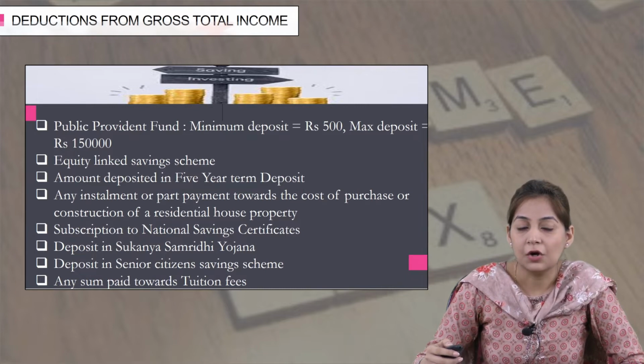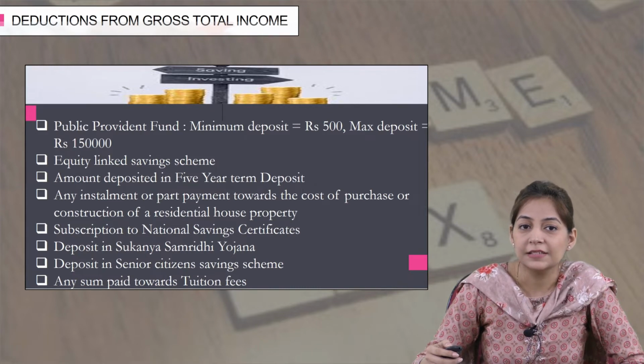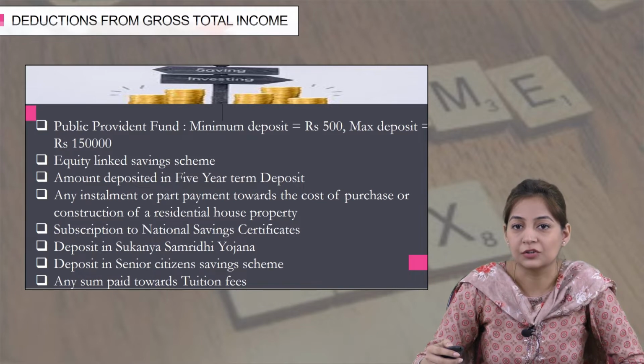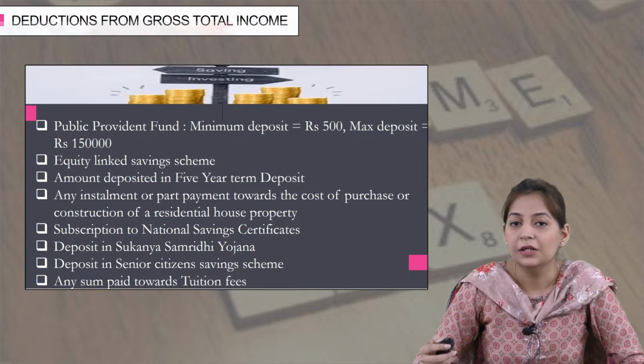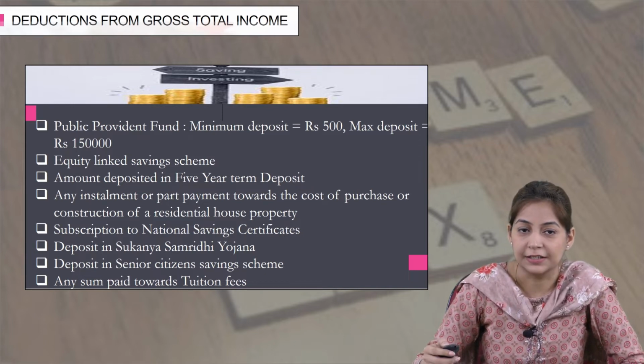An individual can also make investment in equity linked savings schemes. You can also deposit money in 5-year term deposit and claim the deduction under section 80C. Next, if you have paid any installment or part payment towards the cost of purchase or construction of any residential house property, again for the amount of payment made, you can claim the deduction under section 80C.